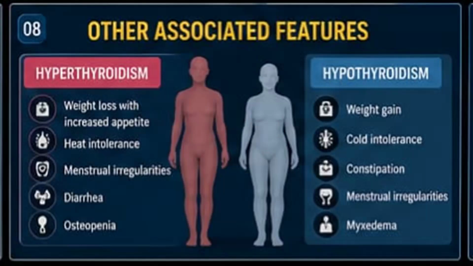Now look for additional clinical features. Hyperthyroidism may cause weight loss despite increased appetite, heat intolerance, diarrhea, and menstrual irregularities. Hypothyroidism may cause weight gain, cold intolerance, constipation, and menstrual disturbances. These symptoms help support your diagnosis.